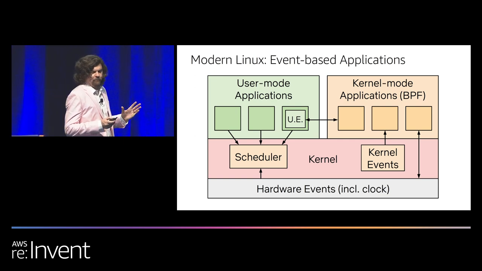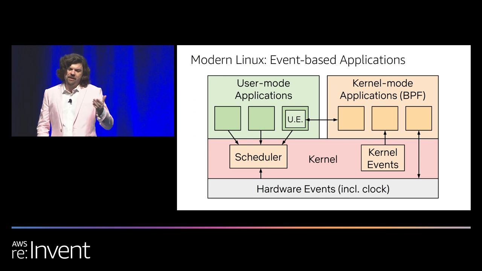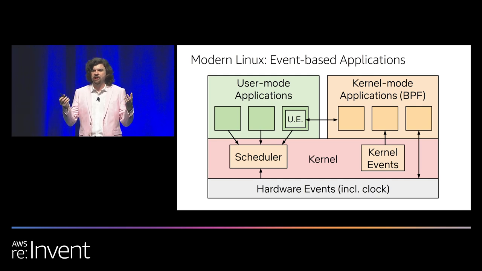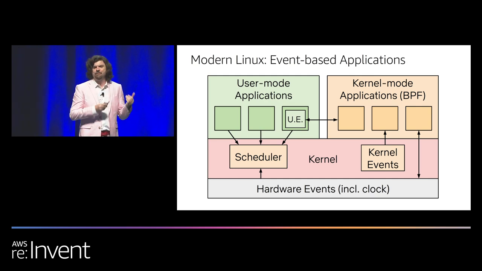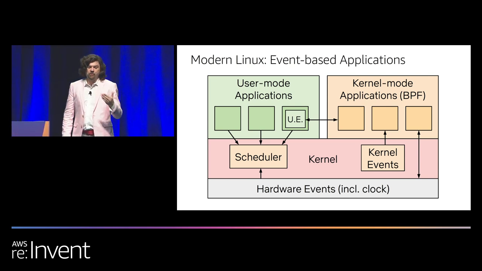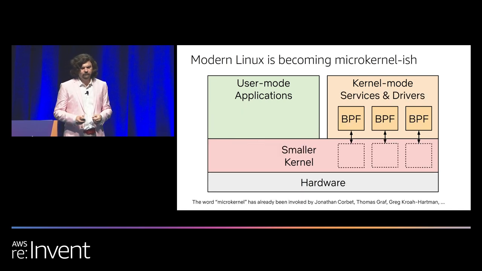So to explain BPF a bit more, it's allowing new event-based applications that run in kernel mode. These events may be triggered from user mode applications. And so you may have an application that has some parts in user space and other parts in kernel space where that makes sense. These kernel mode applications can also get triggered from kernel events and hardware events as well.